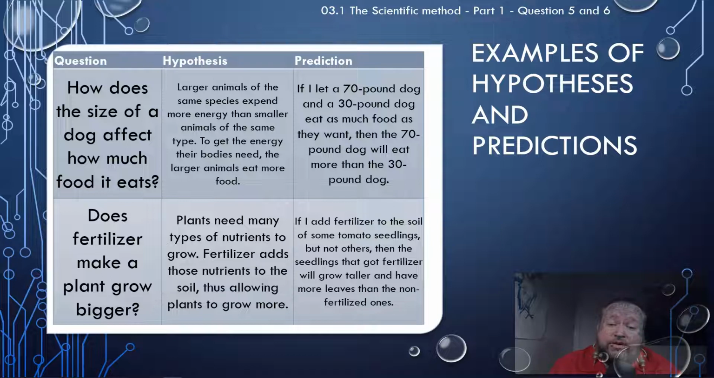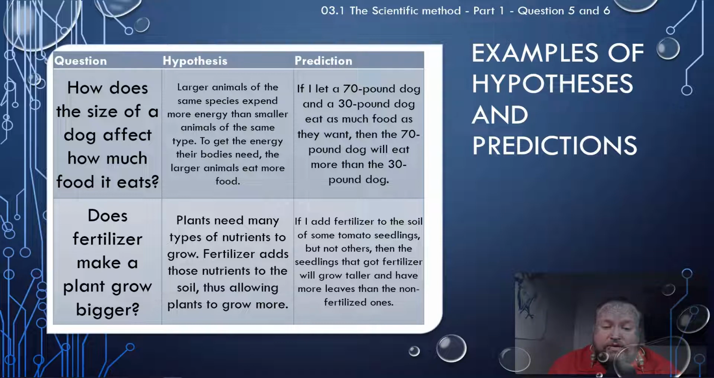And then finally coming to their prediction off the hypothesis: if I add fertilizer to the soil of some tomato seedlings, but not others, then the seedlings that got fertilizer will grow taller and have more leaves than non-fertilizer ones. So these are things that are still all very measurable. You can see them designing the experiment into it again by saying specifically the plants, not just any plant, because tomato plants versus corn or flowers, everything's kind of different from when it grows. And they probably would have gathered that in their pre-research or lived experiences.